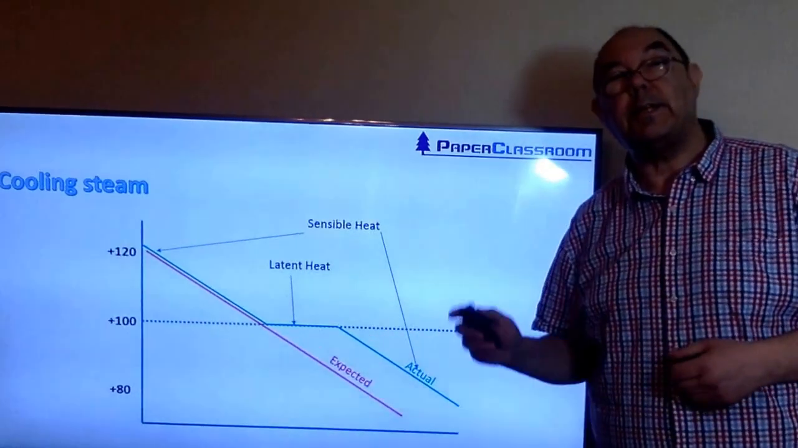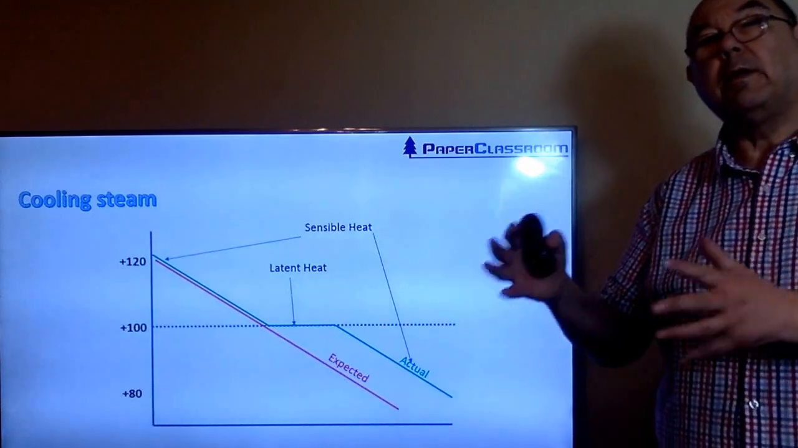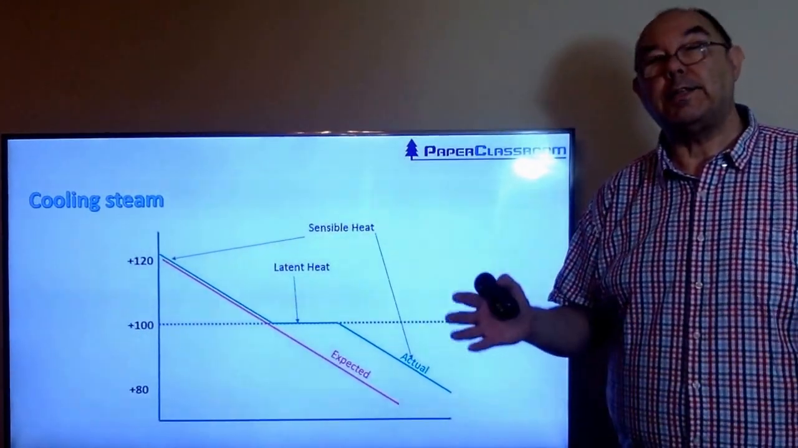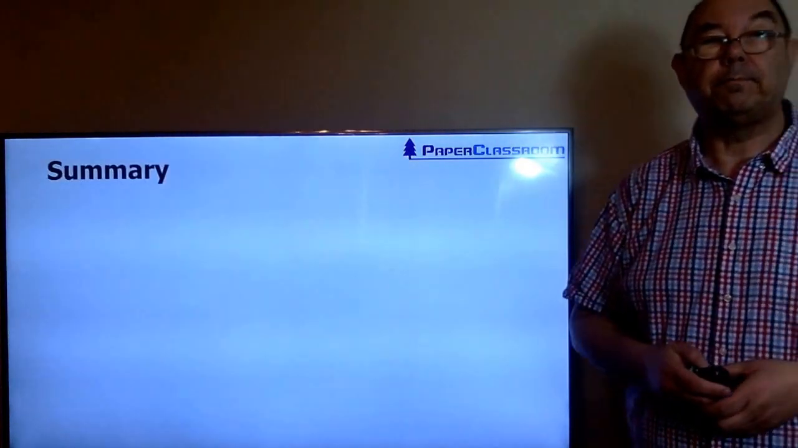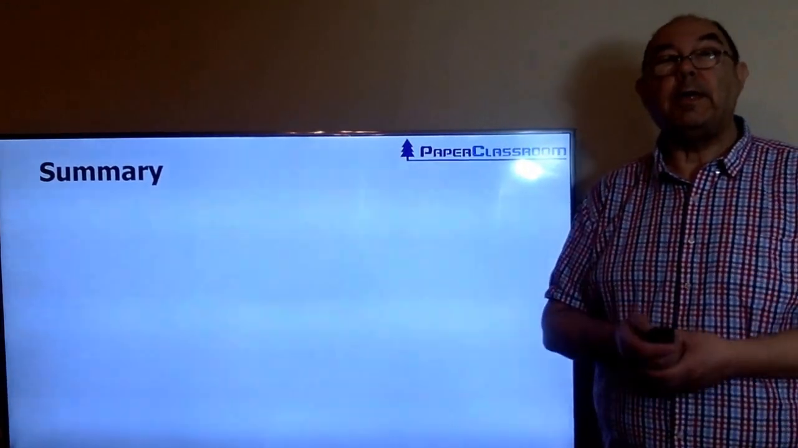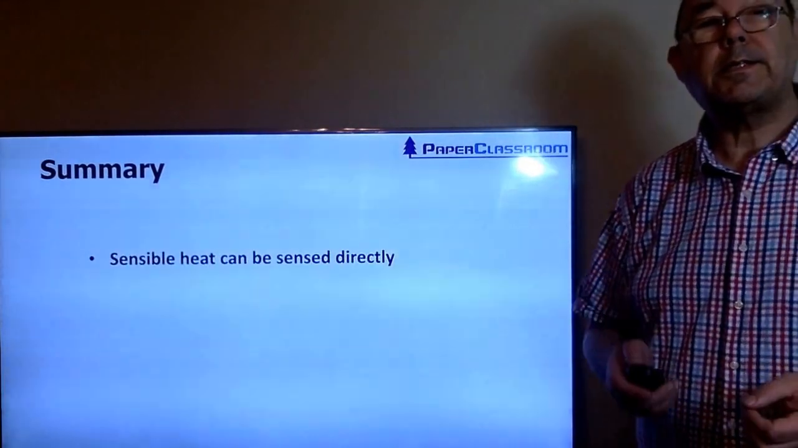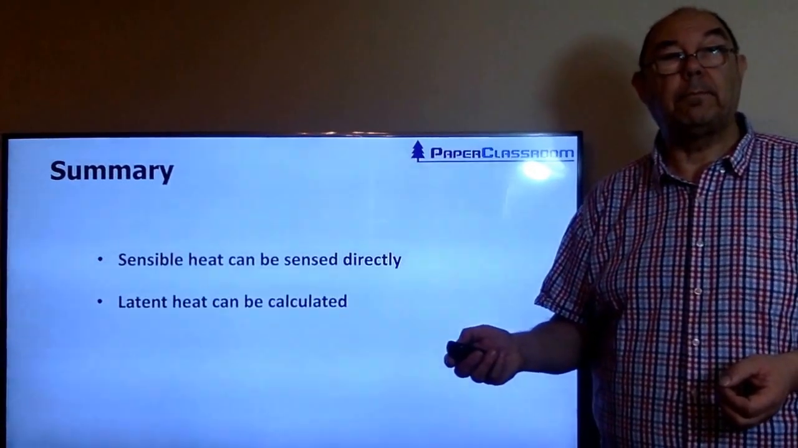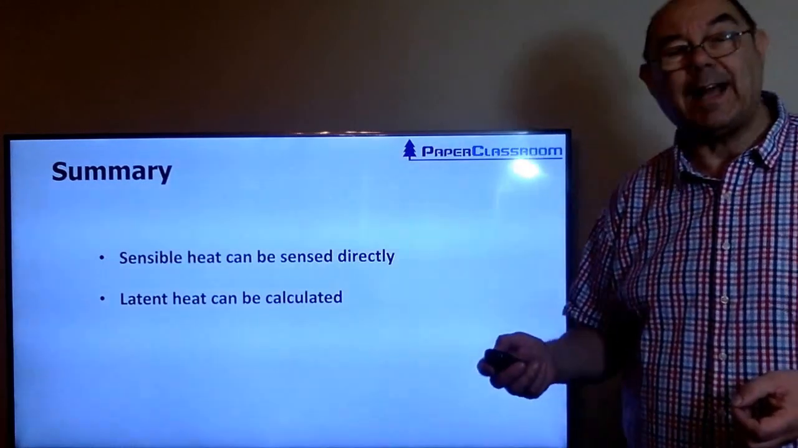This is the key to transferring heat from steam into any other object. It's making the steam condense, and it's the act of condensing that gives out the heat. It's not the steam itself. So in summary, what we've talked about today is sensible heat can be sensed directly with a thermometer. Latent heat can be calculated, but it can't be sensed.